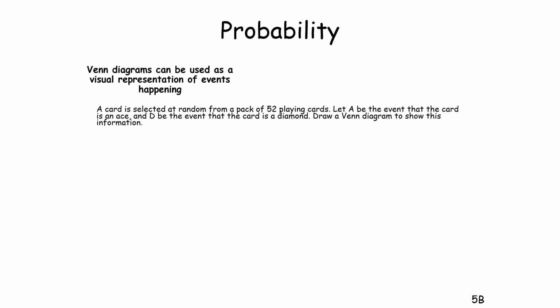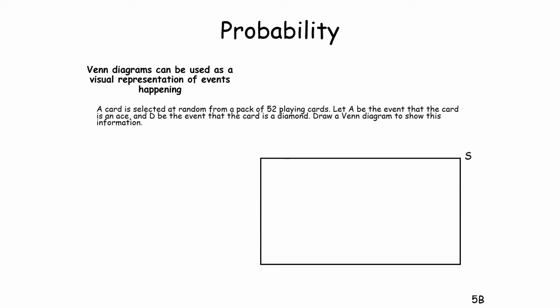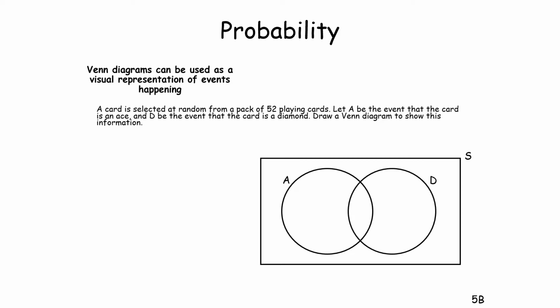So let's have a look at this question here. It says a card is selected at random from an ordinary pack of 52 playing cards. Let A be the event the card is an ace and D be the event the card is a diamond. We want to draw a Venn diagram to show this information. Once we draw out the rectangle for the sample space, we could start drawing the Venn diagram.